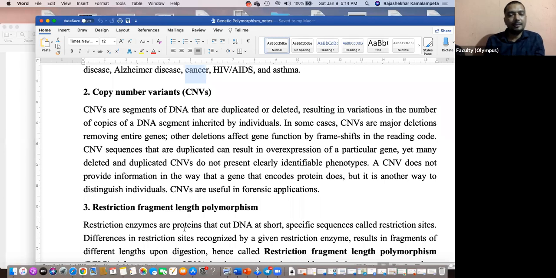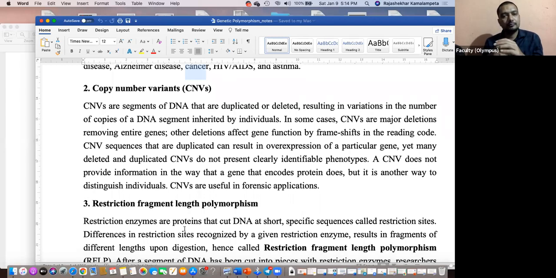Why does it happen? Sometimes duplication happens. Sometimes the same sequence gets duplicated. The whole sequence gets multiplied. Sometimes there are problems in the way we replicate DNA. So what happens because of that? Sometimes the genes or DNA sequence inside our body amplify, multiply, duplicate, resulting in more of the same gene, resulting in variations in the number of copies of DNA segment carried by individuals.